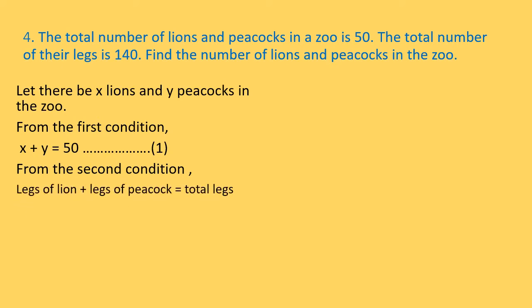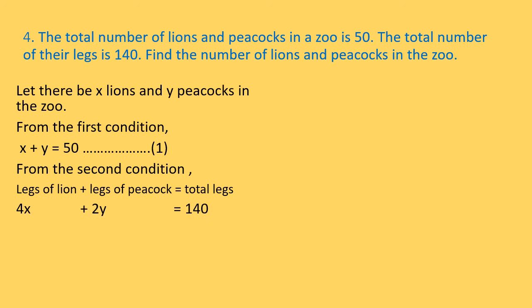Okay, so the legs of lion plus the legs of peacocks is equal to total legs. But the legs of lion will be how many? There are x lions and 4 legs, so 4x, and there are y peacocks and 2 legs, so 2y. So 4x plus 2y is equal to 140.